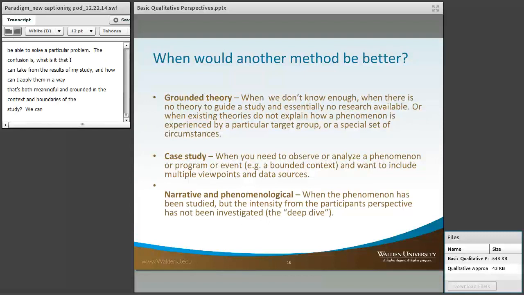So we can't solve the world's problems. This is a big message to our students. We can't solve the world's problems, and we know this, with one study. But we can let those study results take us to the next step.